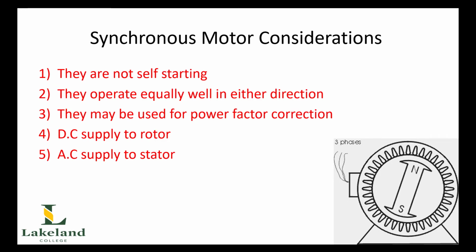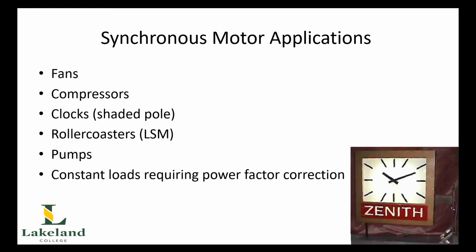The fourth one is that there is a DC supply to the rotor, and that provides the part for magnetic locking when we're just below synchronous speed. And then lastly, we have an AC supply applied to the stator. Because of points 4 and 5, this is the big reason why a synchronous motor can be configured to operate as an alternator or an AC generator.